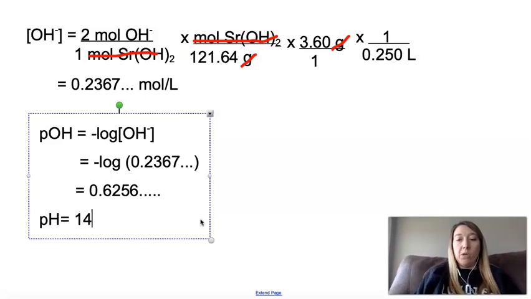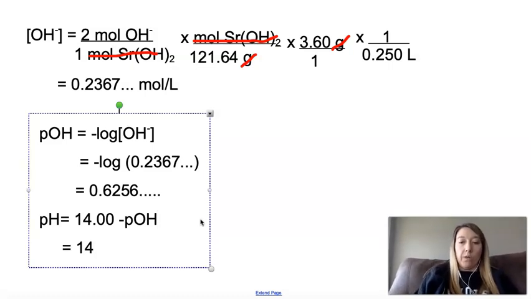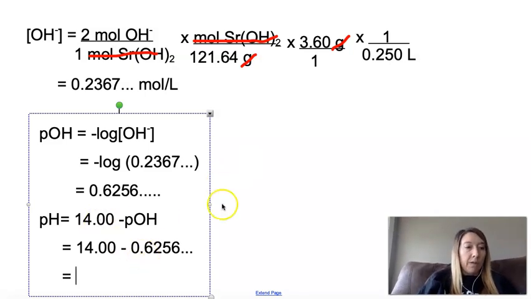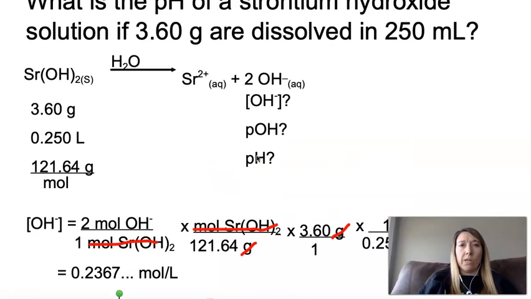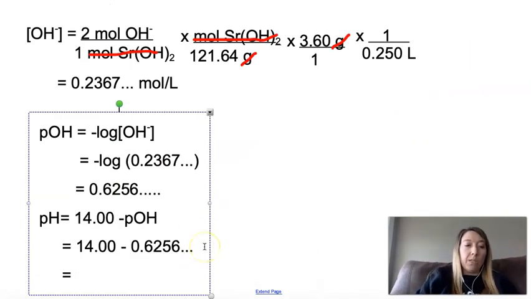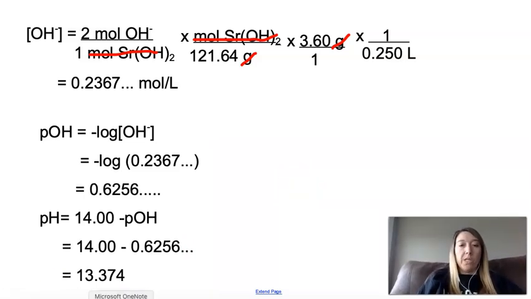So now that we finally have pOH, we can do 14 minus that pOH to be able to get our answer. So we're going to do that 14 minus our answer. So again, use that answer button because it is kind of that gross number. And we are going to get 13.3743. So let's go back to the question. This had 3 significant digits and this had 3 significant digits. That means we are allowed to have 3 numbers after the decimal place. So 13.374 is going to be our final answer in answering this question, right?